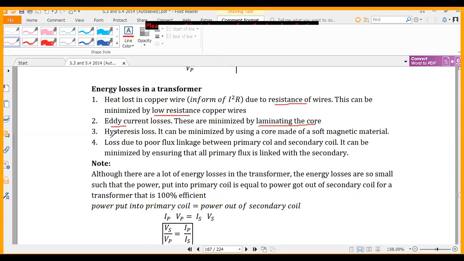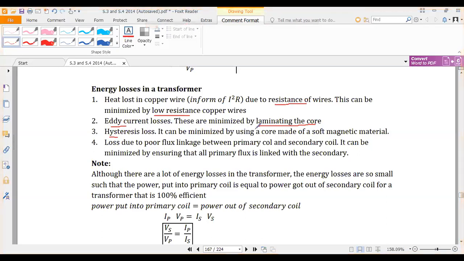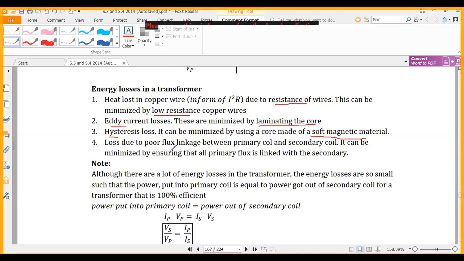Then we have what we call hysteresis loss. There is the magnetizing force, and then there is the induced magnetism. If the two don't occur together, or occur at different rates, then some energy is lost due to hysteresis. This can be minimized by using a soft iron core or soft magnetic materials. Then there is also energy loss due to poor flux linkage between the primary coil and the secondary coil. This can be minimized by ensuring that the primary flux is linked with the secondary flux very well.